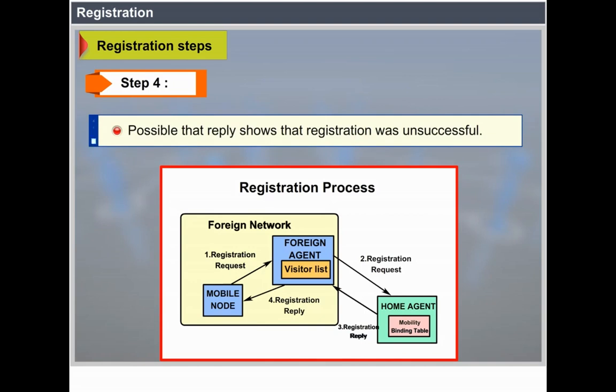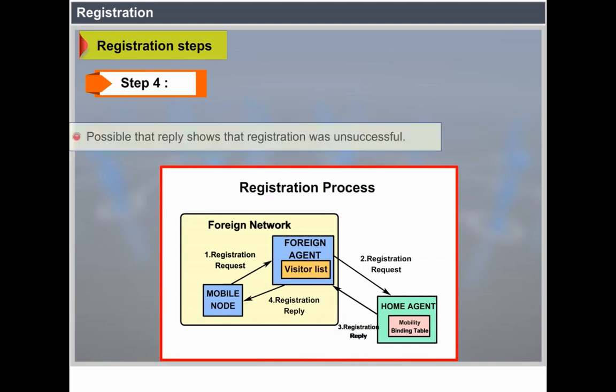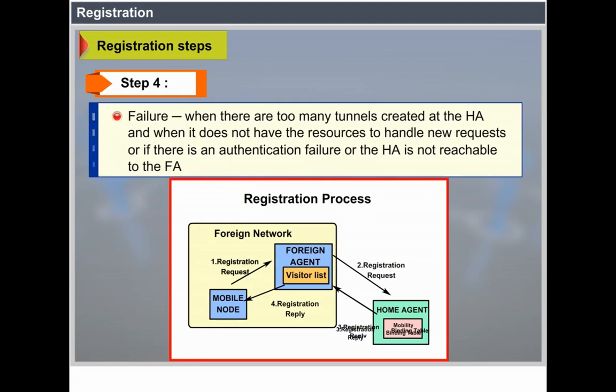It is possible that the reply shows that registration was not successful. Failure occurs when there are too many tunnels created at the HA and the HA does not have the resource to handle new requests, or there is an authentication failure, or the HA is not reachable to the FA.